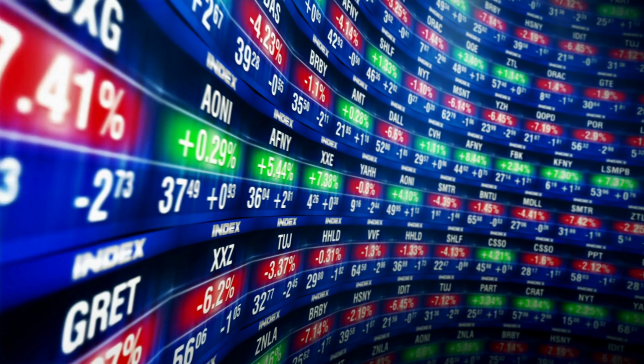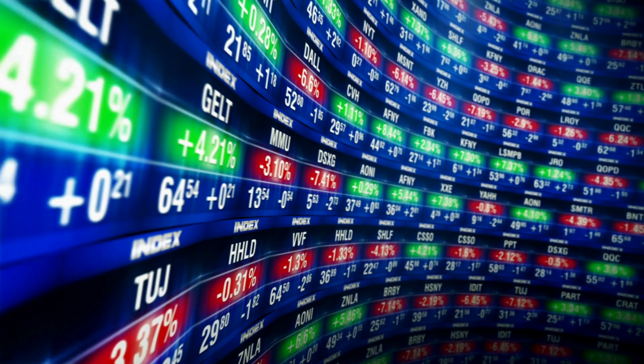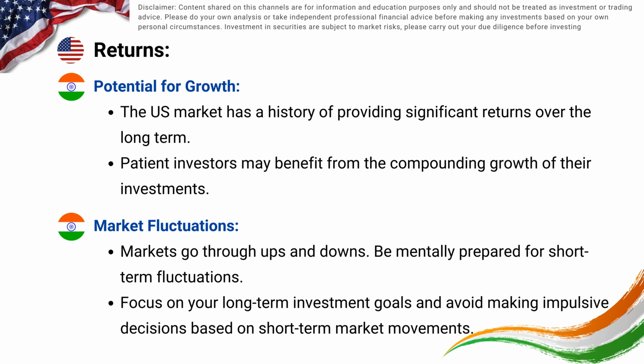Market fluctuations. Markets go through ups and downs. Be mentally prepared for short-term fluctuations. Focus on your long-term investment goals and avoid making impulsive decisions based on short-term market movements.